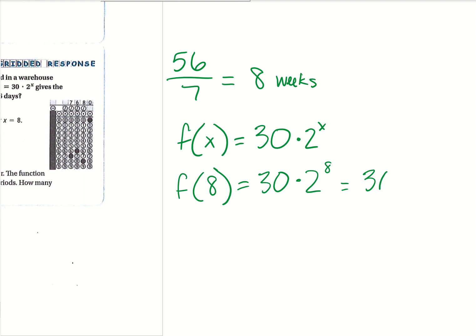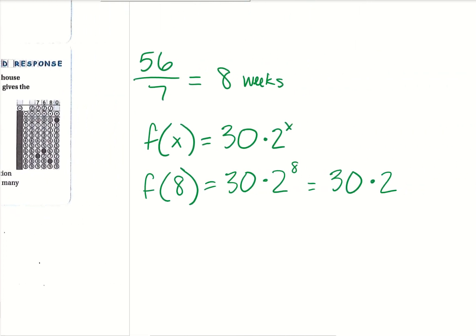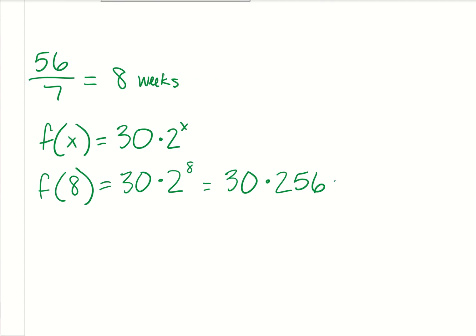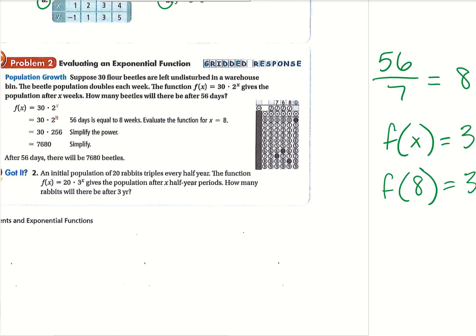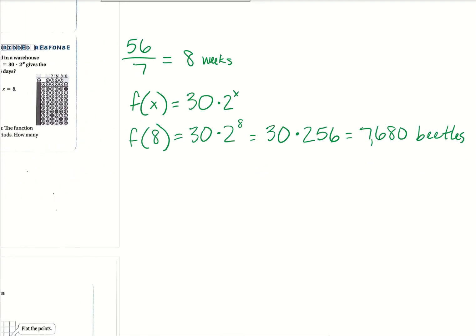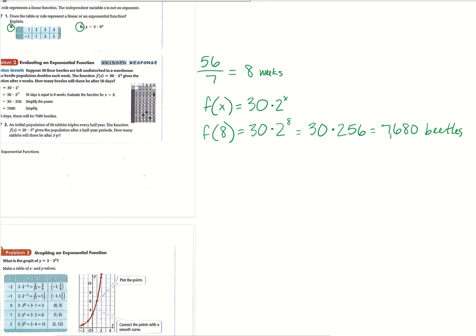Okay, I know that 2 to the power of 8, I believe that's 64. Nope, that's not 64. I don't know what that is. It's 256. What am I thinking, right? Okay, so we have 30 times 256, and then I've got to check the answer on that one too, 7,680. All right, so after 8 weeks, there would be 7,680 beetles.